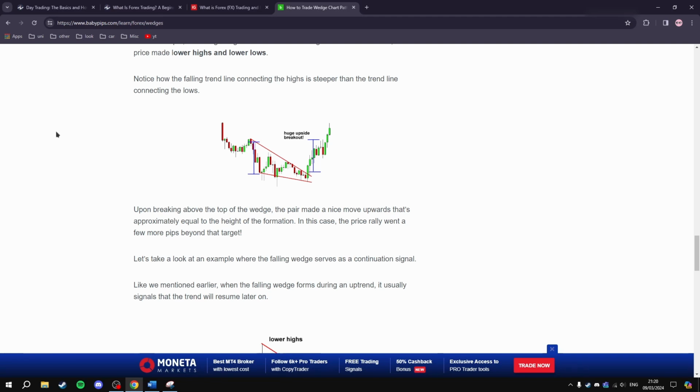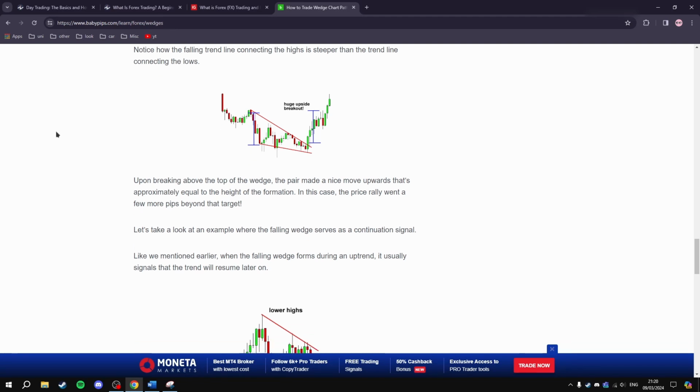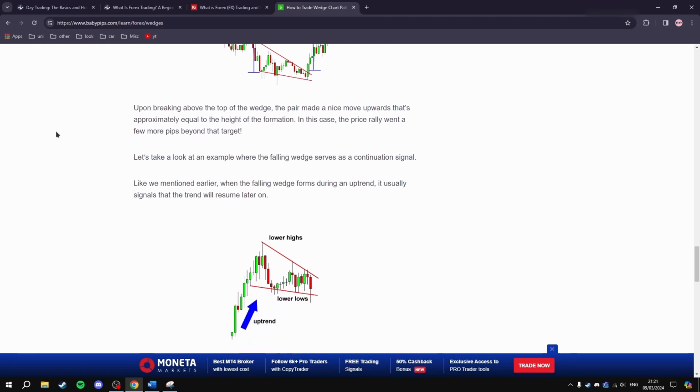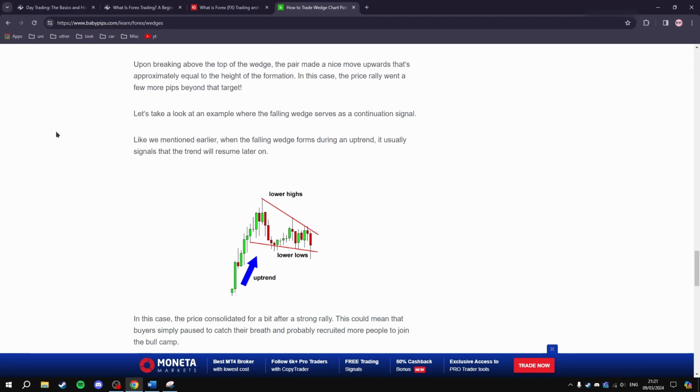Upon breaking above the top of the wedge, the pair made a nice move upwards that's approximately equal to the height of the formation. In this case, the price rally went a few more pips beyond that target. Let's take a look at an example where the falling wedge serves as a continuation signal. Like we mentioned earlier, when the falling wedge forms during an uptrend, it usually signals that the trend will resume later on.